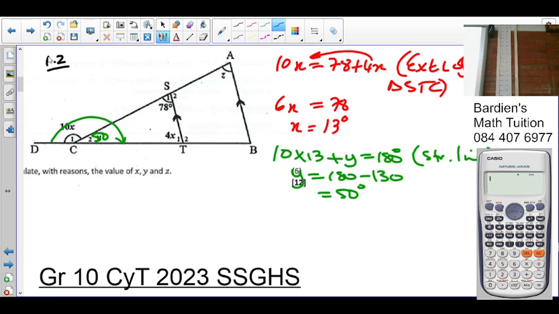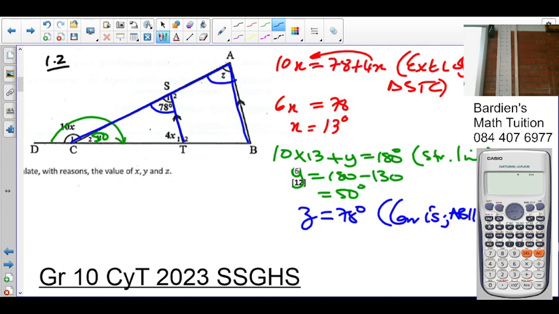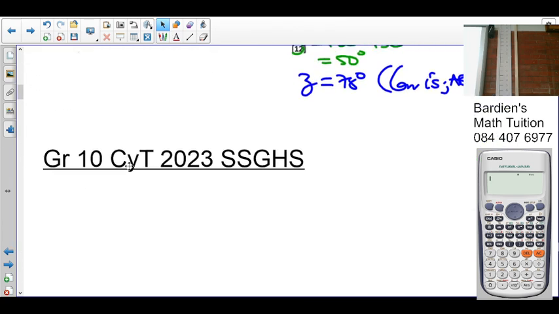Then of course Z, we have corresponding angles there. Can you see that, people? So Z is equal to 78. Reason: corresponding angles with AB being parallel to ST. Okay. Let's carry on.